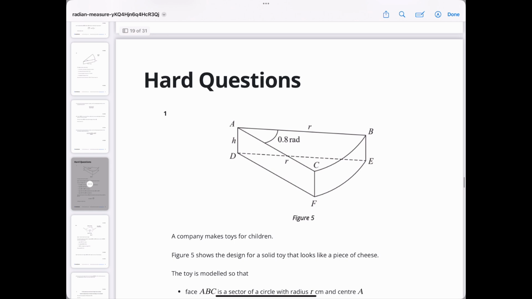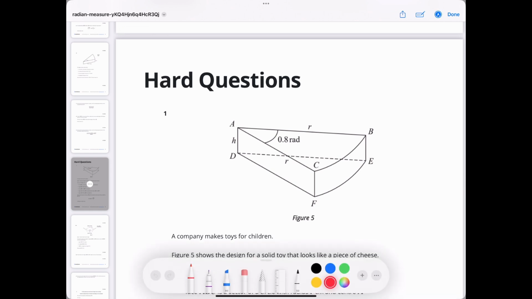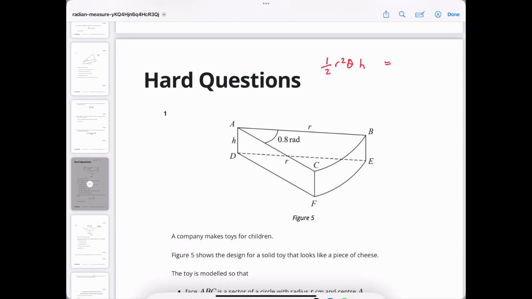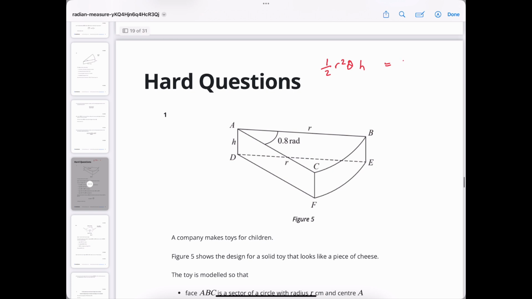Right, let's think about what the volume is first, shall we? So we need to find the area of the sector. The area of the sector is half r squared theta. And the whole thing, times h, would be the volume. And we know that equals 240 centimetres cubed.